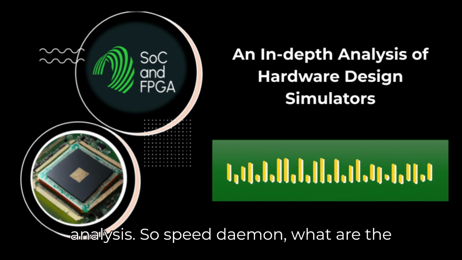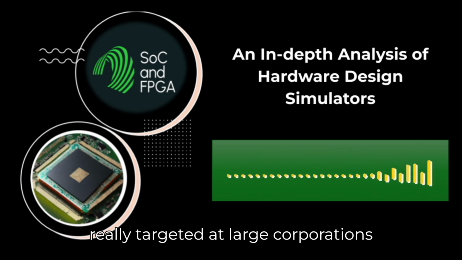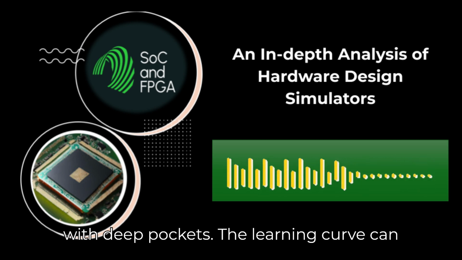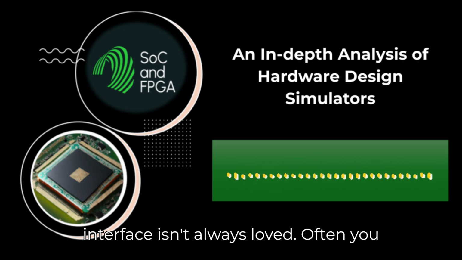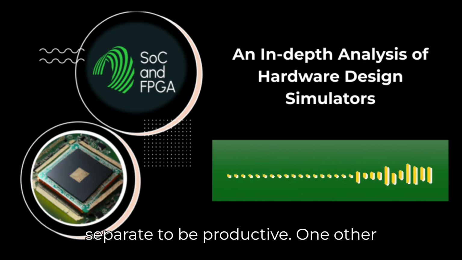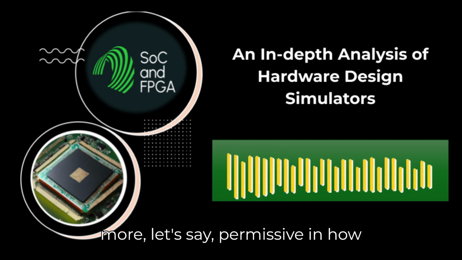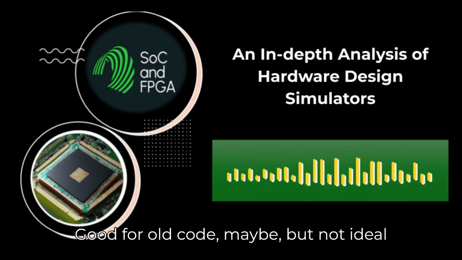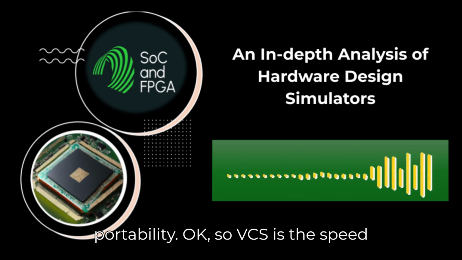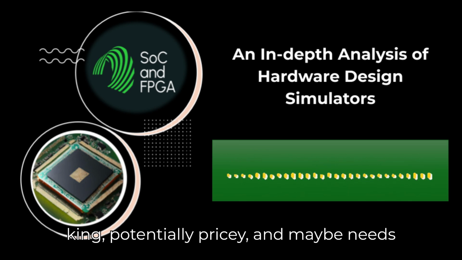So, speed demon, what are the catches? Cost. It's extremely expensive, really targeted at large corporations with deep pockets. The learning curve can also be steep. And the native VCS user interface isn't always loved. Often you really need that Verdi license, which is separate, to be productive. One other nuance: some say VCS can be a bit more, let's say, permissive in how strictly it follows the language rules. Good for old code, maybe, but not ideal if you need strict compliance for portability. Okay, so VCS is the speed king, potentially pricey, and maybe needs Verdi alongside it.